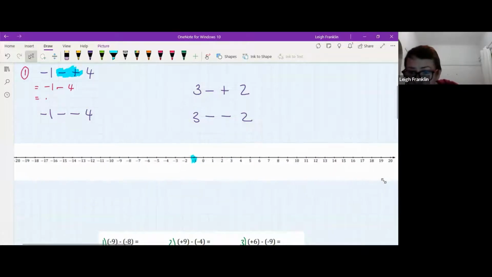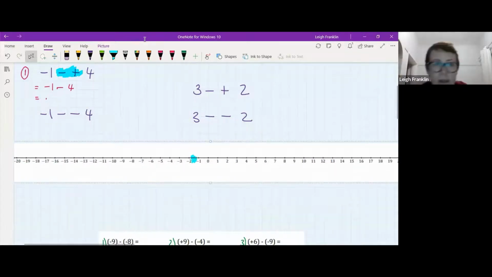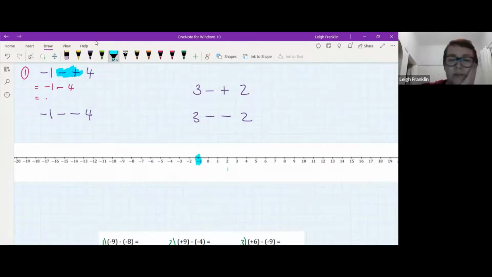Okay, see if we can make it a little bit bigger. Okay, so here we are. We are sitting at -1. And now let's move 4 places to the left, Motibang. We're going to go, whoopsie, 1, 2, 3, 4. Okay, so 4 places to the left of -1 is?